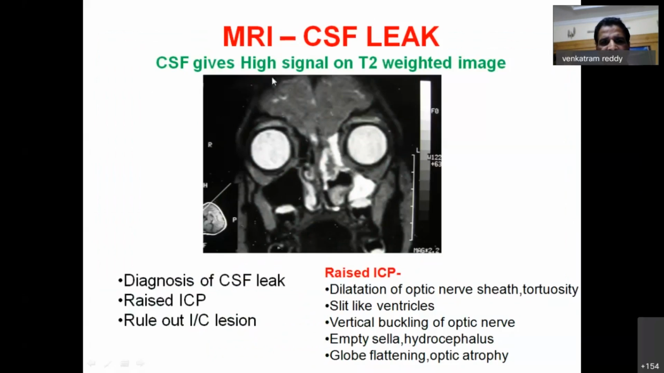Now this is an MRI with a T2 weighted image. The CSF gives high signal in the T2 weighted image, and if there is an active leak, certainly it picks up. The MR has an advantage of not only diagnosing CSF leak, but also it can identify the raised intracranial pressure, and second, you can rule out an intracranial lesion like a tumor. The advantage of the MR is that it is non-invasive. It gives a high signal intensity on T2 weighted image.